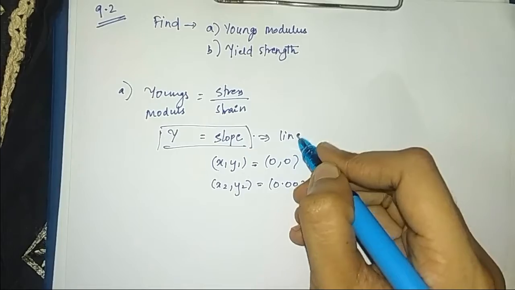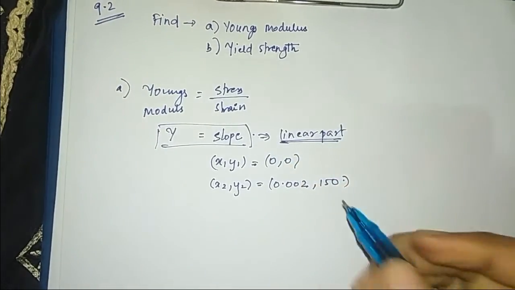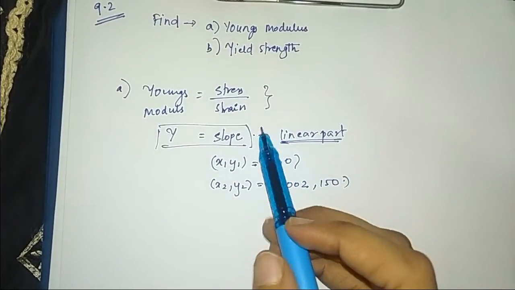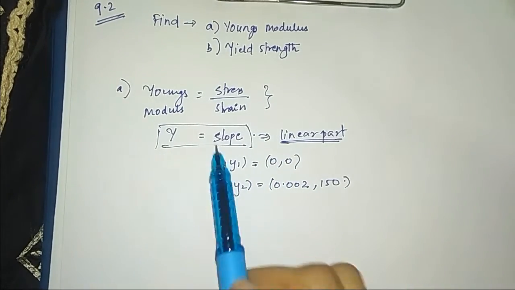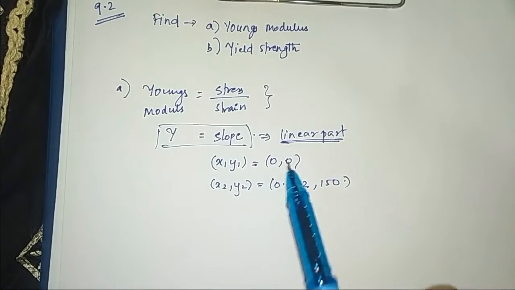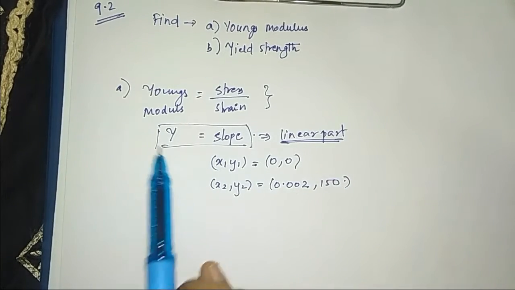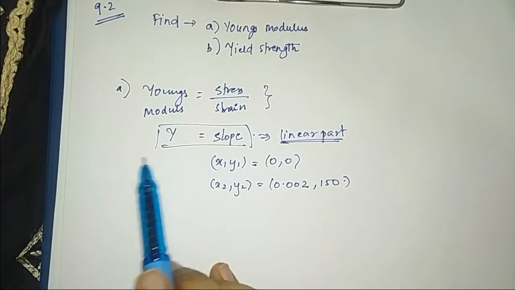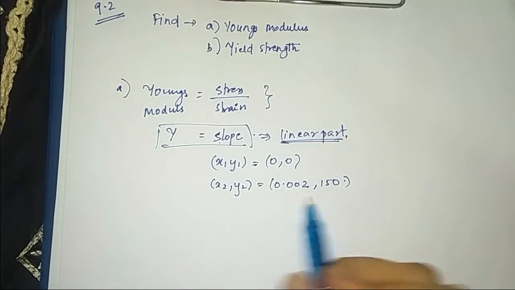It is in the linear part of the graph. Okay, why? Because this rule was given by Hooke's law, right? So Hooke's law was only valid for the linear part of the graph. So the Young's modulus is given by the slope in the linear part. You can't take the curved point there. If you take the curved point, it won't give the real value of the Young's modulus. So keep in mind that Young's modulus is the slope in the linear part of the plot, right? So I have chosen the points.